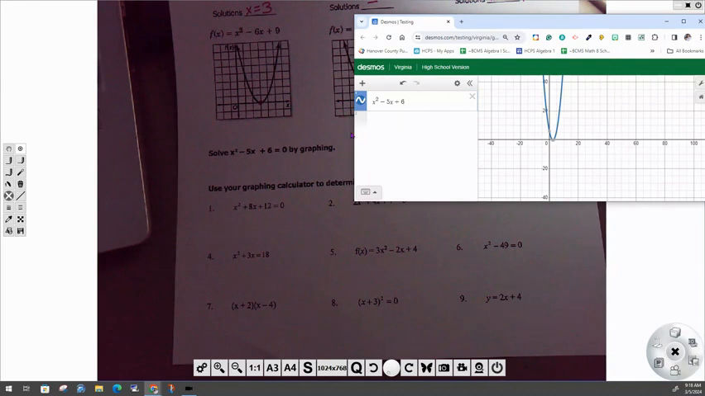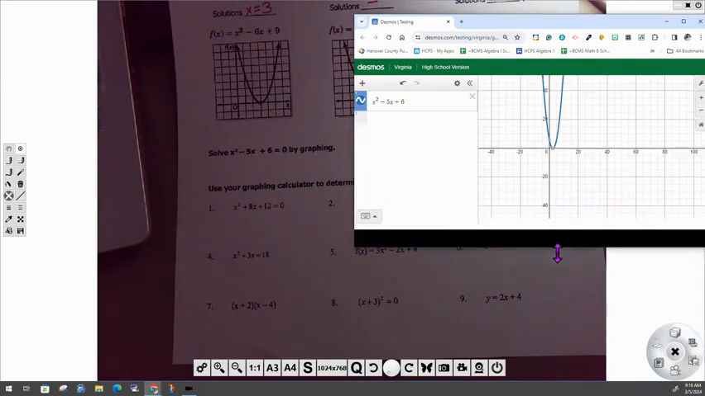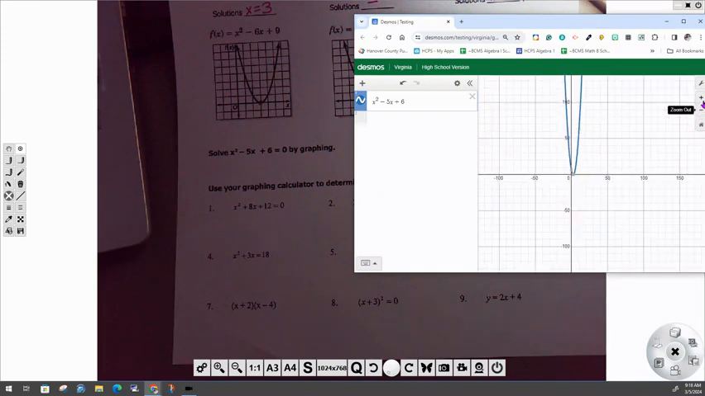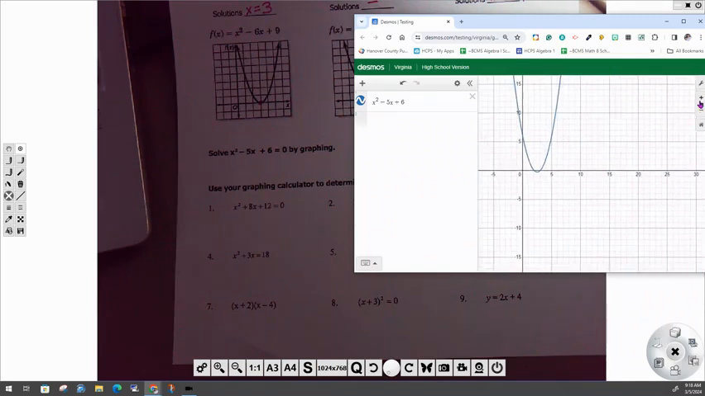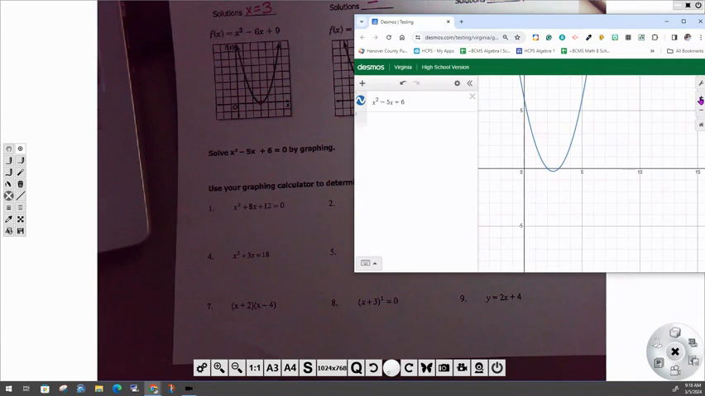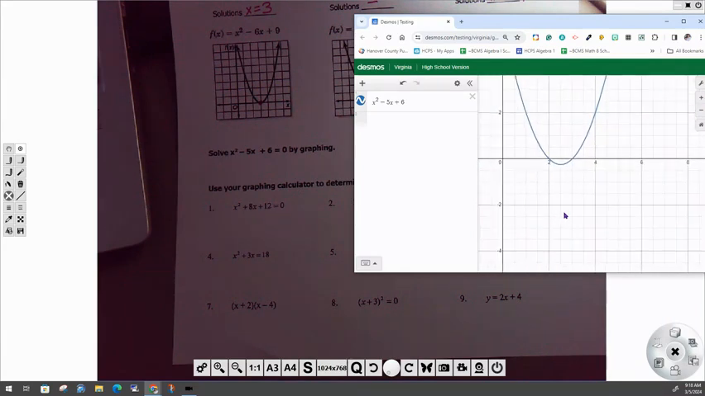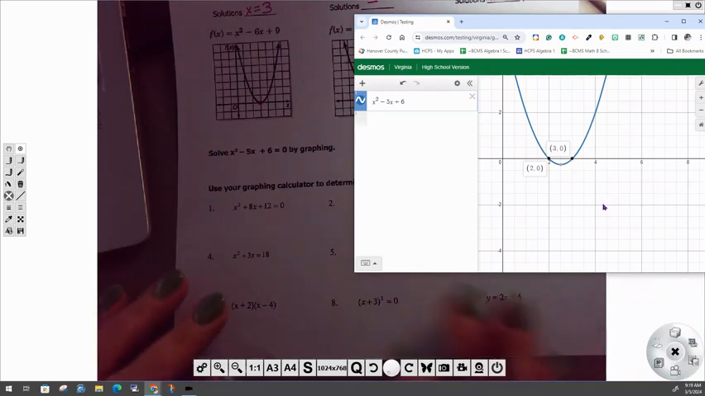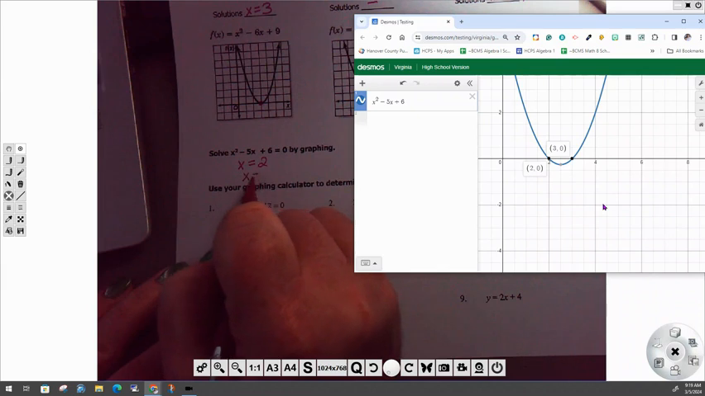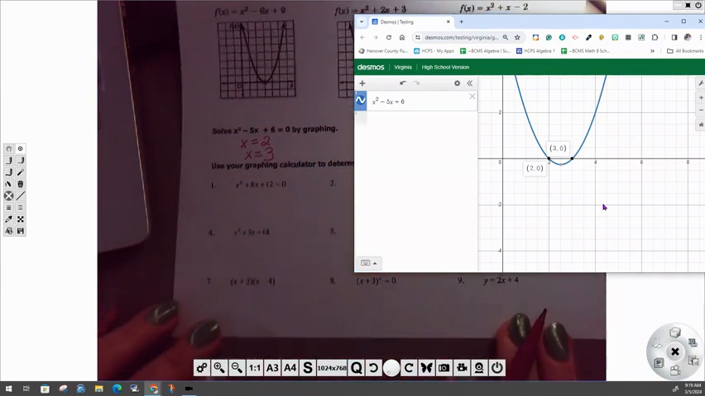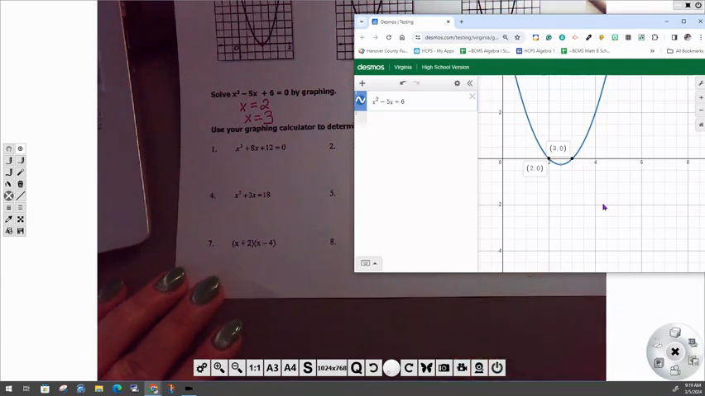I'm okay with that. But I do need to zoom in some because I really can't see that x-intercept. Kind of fuzzy. So as I zoom in, oh, look, I see 2. So there's an x-intercept there at 2, 0. And then we have another one right there at 3, 0. Notice it gives me even the points. Look at that. So in my notes, I would say x equals 2 and x equals 3. Those are my x-intercepts.